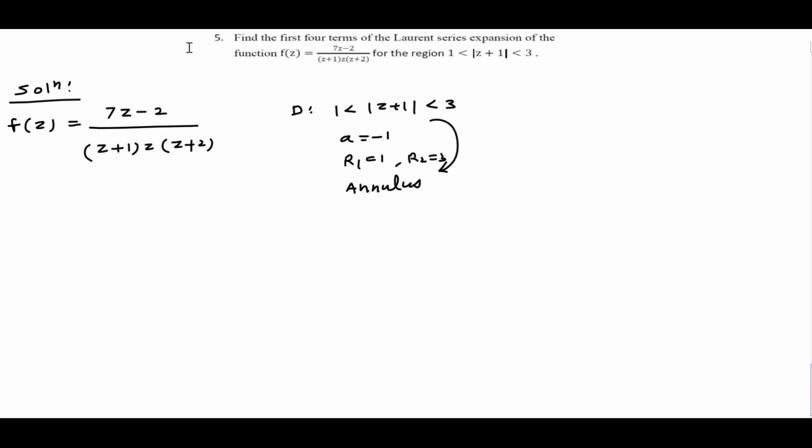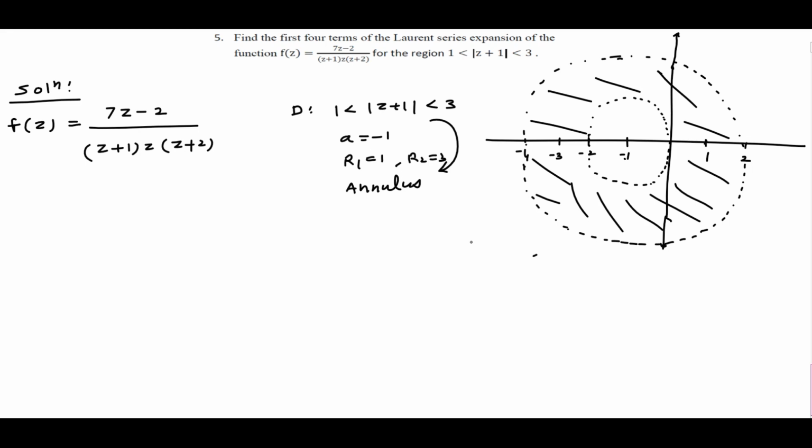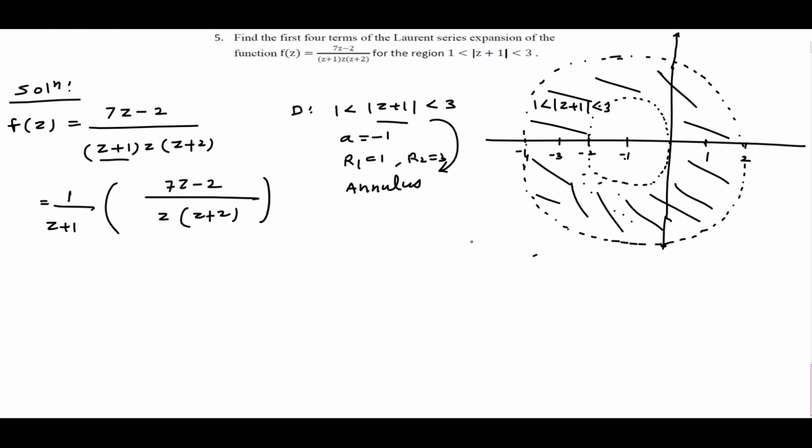So its diagram will be, so this is our required domain, 1 < |z + 1| < 3. So first of all we have to write, because this term is here, take z + 1 outside, that is 1/(z + 1) times (7z - 2)/(z(z + 2)). So let us suppose that 1/(z + 1) is ... and the remaining part is g of z.